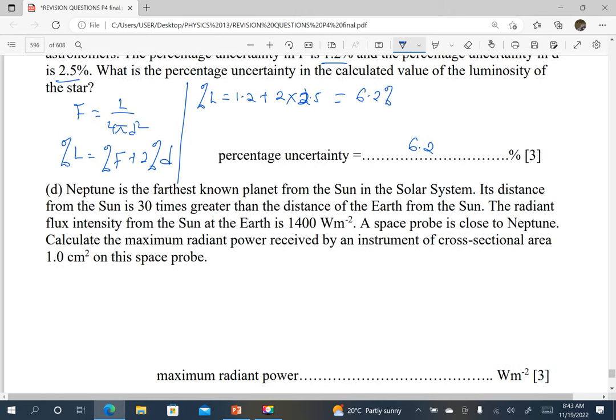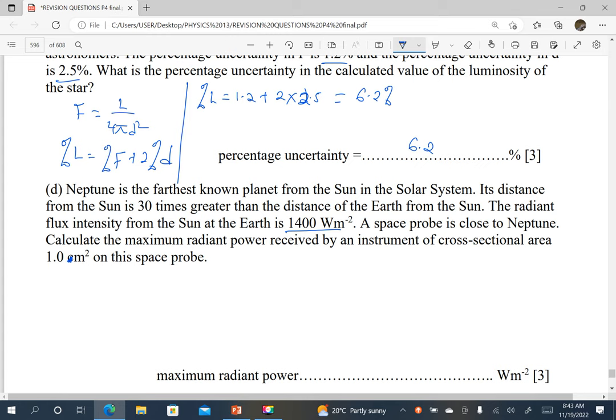Neptune is the farthest planet from the Sun in the solar system. Its distance from the Sun is 30 times greater than the distance of the Earth from the Sun. The radiant flux intensity from the Sun at the Earth's surface is this, so that is F at the surface of the Earth. A space probe is close to Neptune. Calculate the maximum radiant power received by an instrument of cross-sectional area, let's maintain this as 1 meter squared, on this space probe.